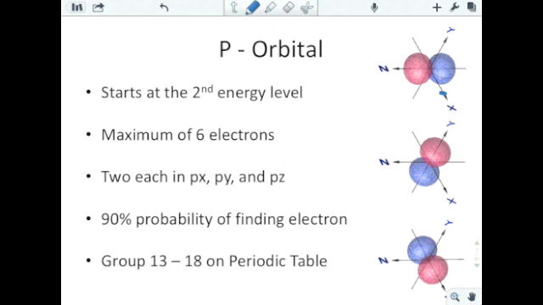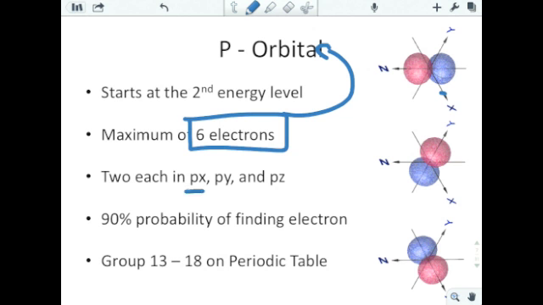It starts in the second energy level and has a maximum of 6 electrons. If 6 electrons can fit into the p orbital, and 2 electrons fit in each sublevel, then p is going to have 3 different sublevels. We have px, py, and pz, and you can kind of see them over here. The main thing is that the p orbital can be broken up into 3 different sublevels, or 3 different orbitals that we see.